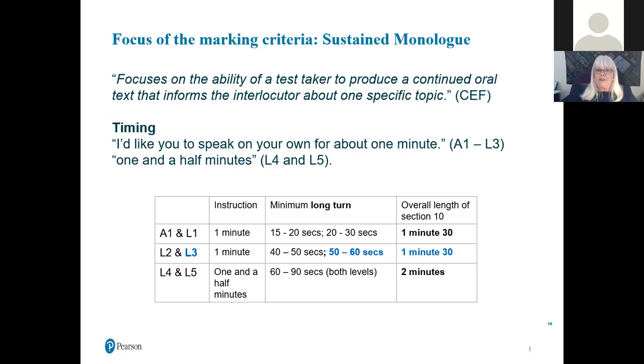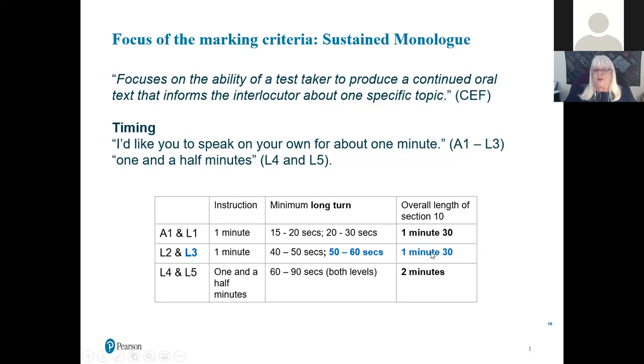If you're acting as the interlocutor, you can encourage by nodding, smiling, making non-verbal noises, the things you would do in a normal conversation when you're listening to someone. That sort of thing is fine. But if the interlocutor asks a question, the timing starts again, and there's a chance that the test taker may not finish their long turn within the 1.5 minutes.